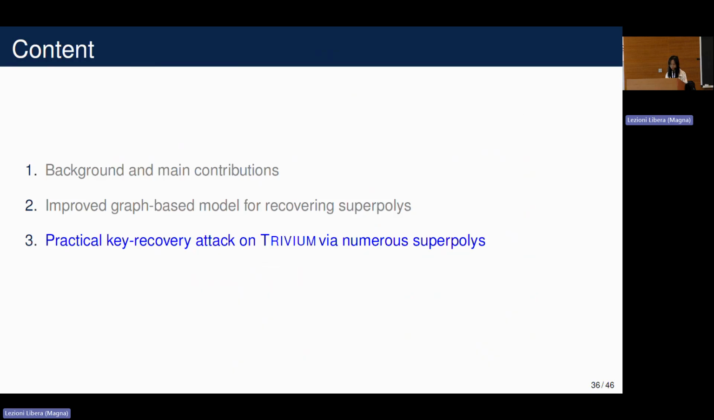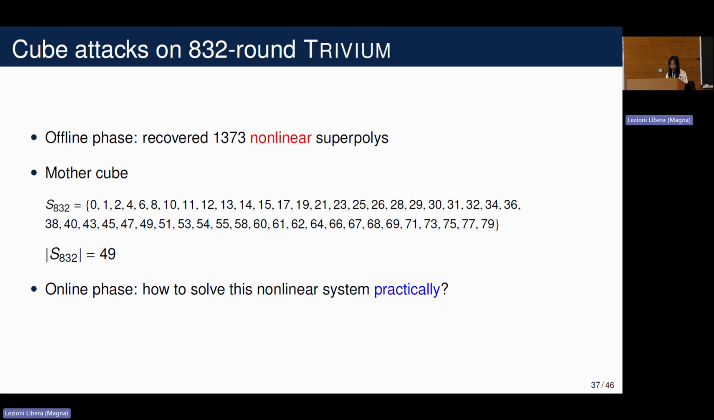Let's look at the next contribution, the practical key recovery attack. In the offline phase, we recovered 13,000 nonlinear superpolys, and the mother cube is this. Its size is 49. And in the online phase, we need to solve this nonlinear system practically.